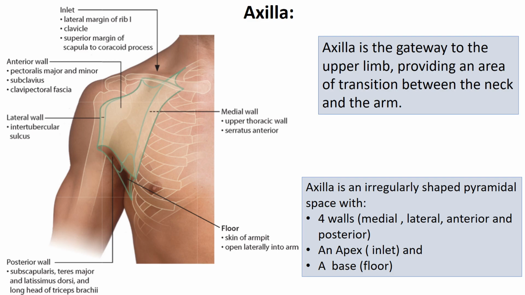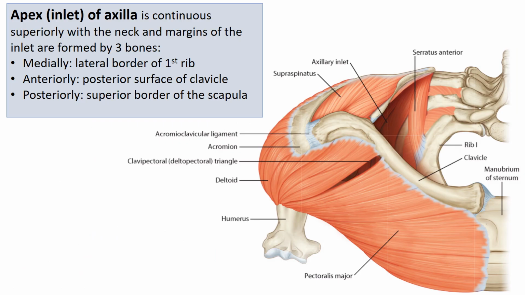Now let's get into the details of those boundaries. So this is the inlet of the axilla. Continuous superiorly, if you look in this direction, then you are in the neck. So now if you cross this inlet, now you are in the axilla. Now let's see what are the structures that form the boundary of the inlet.